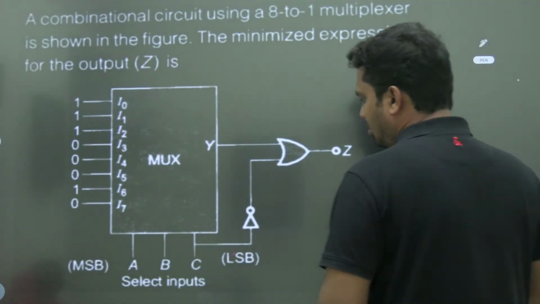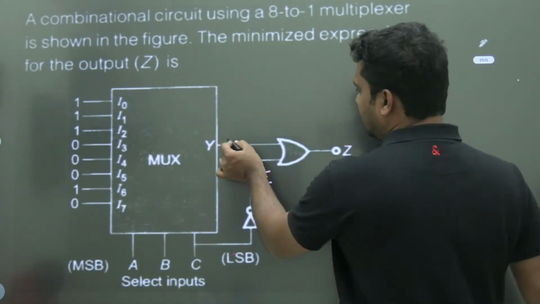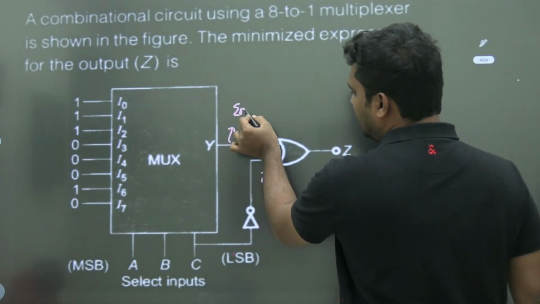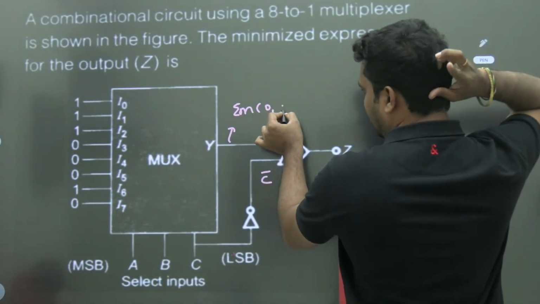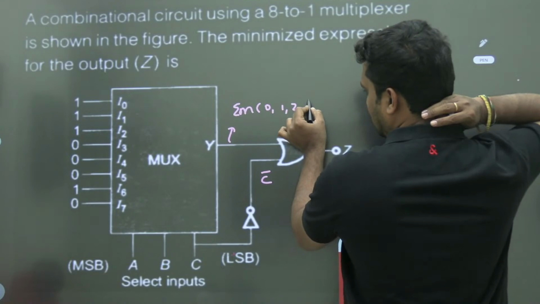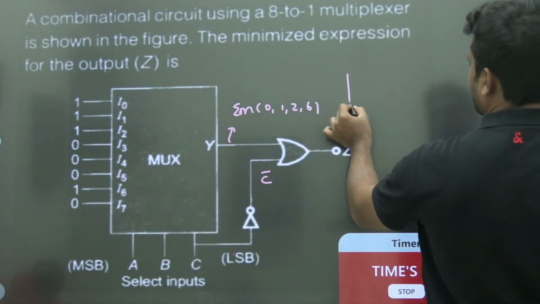Here you have C bar. Okay. Here it is the sum of the minterms. What are they? 0, 1, 2, 6. Right. You can solve by K map first. What is this answer?